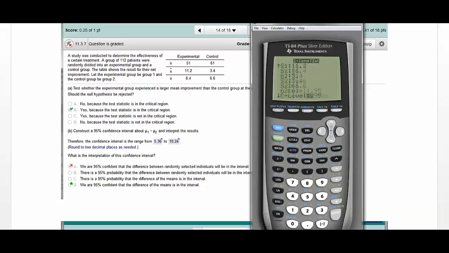95% confidence. And let's do calculate. And there we go, 5.36 to 10.4. And so what does that mean? That means we are 95% confident that the true difference is somewhere between 5.36 and 10.24.